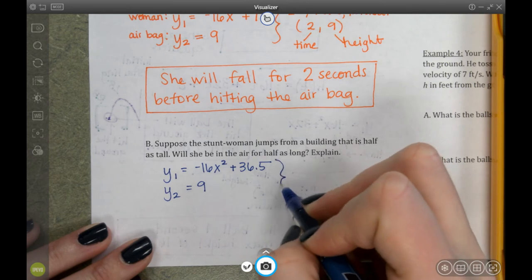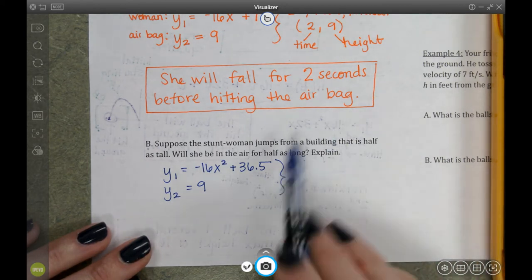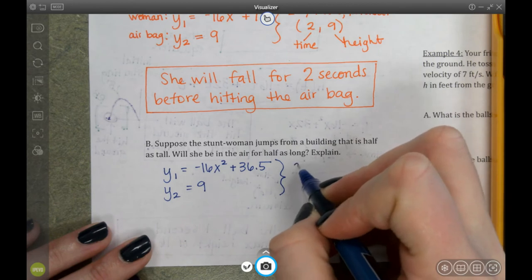And again, I'm going to find the intersection of these two graphs. So go ahead and try that on your calculator. Fix y1, and then find the intersect.